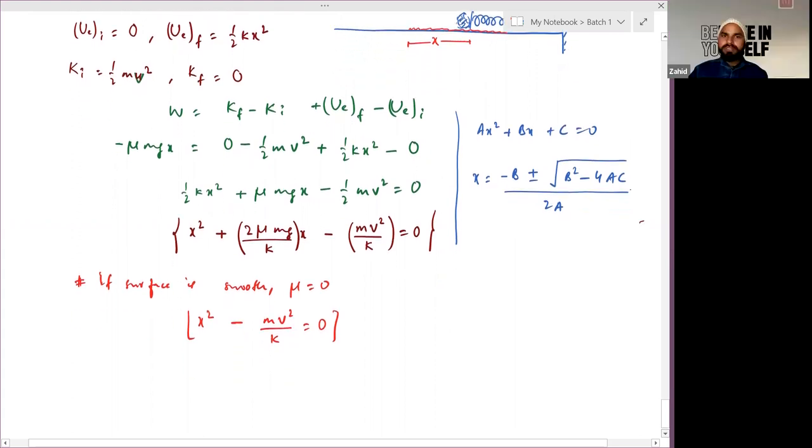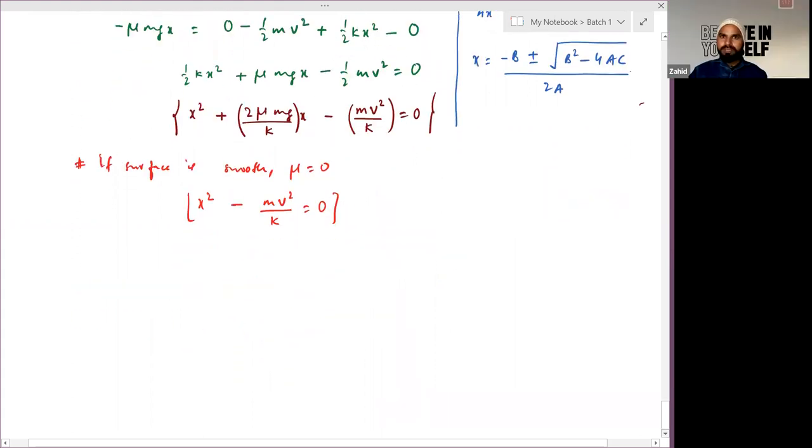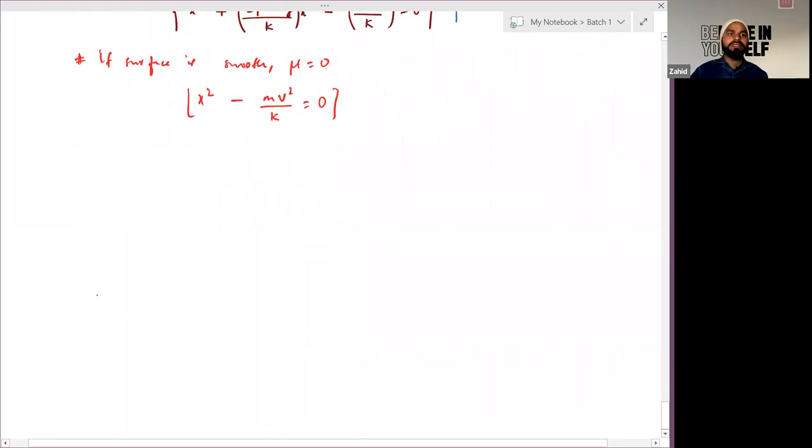Okay. So this is all about the work energy theorem using kinetic energy, potential energy, elastic, and gravitational. Now, on the basis of this, we can define conservation of mechanical energy.